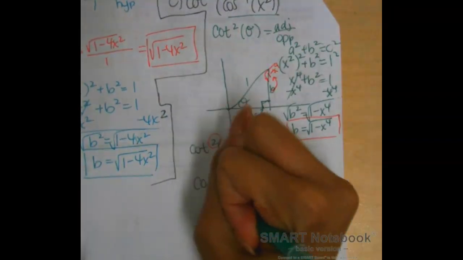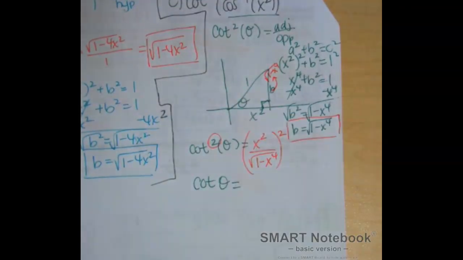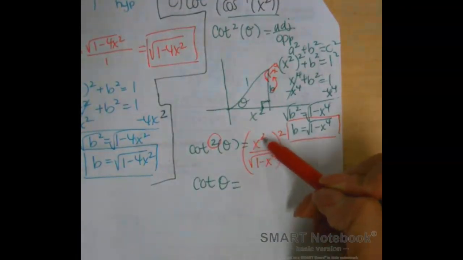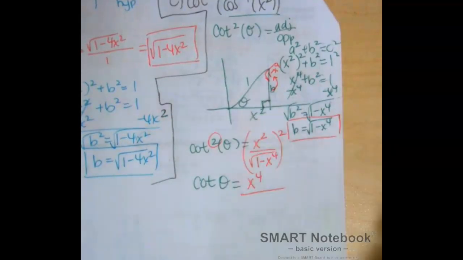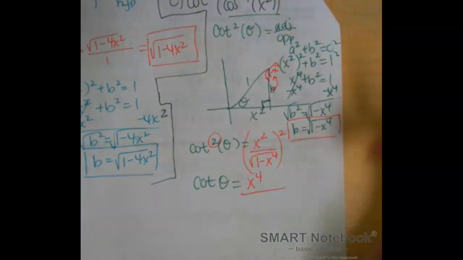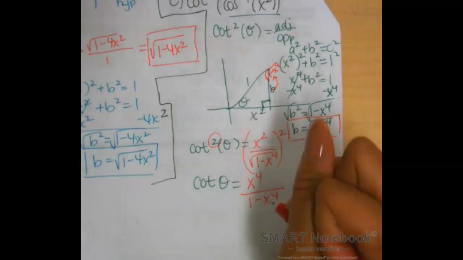So down here, cotangent of theta is going to be x squared squared, which we already talked about. That's x to the 4th power. When you square something that's already being squared, what are you supposed to do? Cancel it. So it's just going to be 1 minus x to the 4th power.